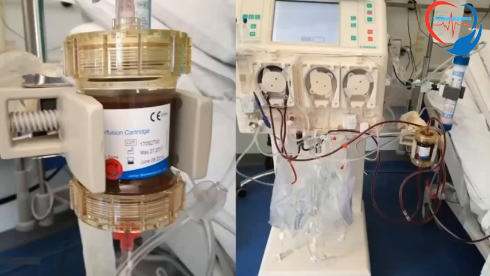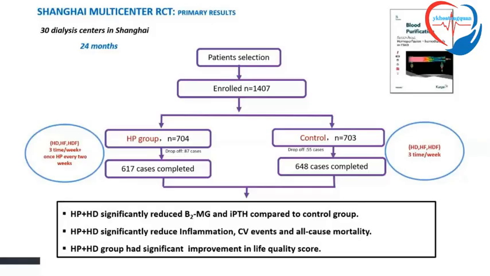There is a cartridge called HA130, and it has been studied in a very large population, more than 1,400 patients, in which the hemoperfusion plus hemodialysis group was controlled with the standard hemodialysis group. Indeed, the study was carried out for 24 months, showing a significant reduction in retention molecules such as beta-2 microglobulin and PTH, but also reduction in inflammation, reduction in cardiovascular events and all-cause mortality, and especially improvement in quality of life.